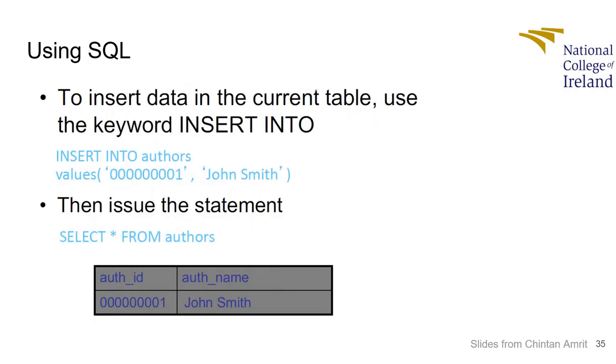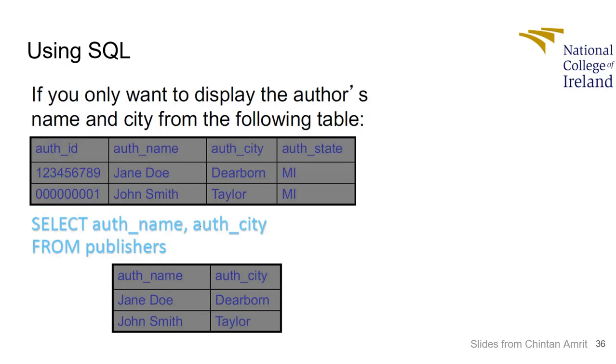To insert into the table, we use the keyword insert into. So we insert into the table the values, author ID and author name. And then we can start selecting from all columns from our authors table. We can also select specific columns and specific rows.